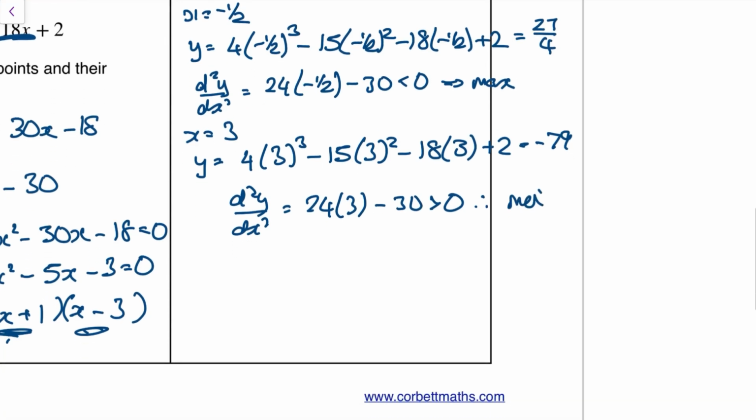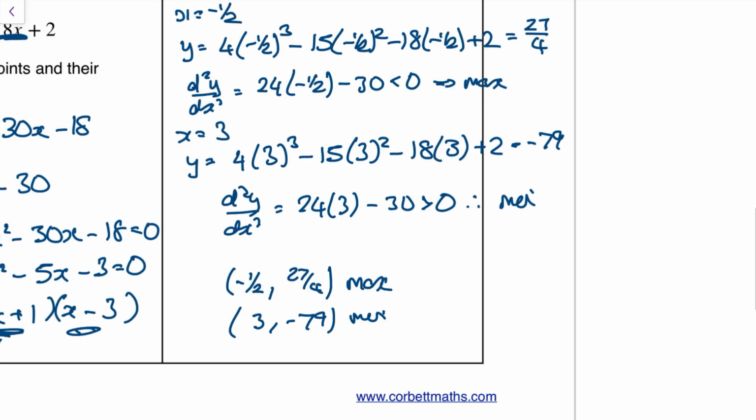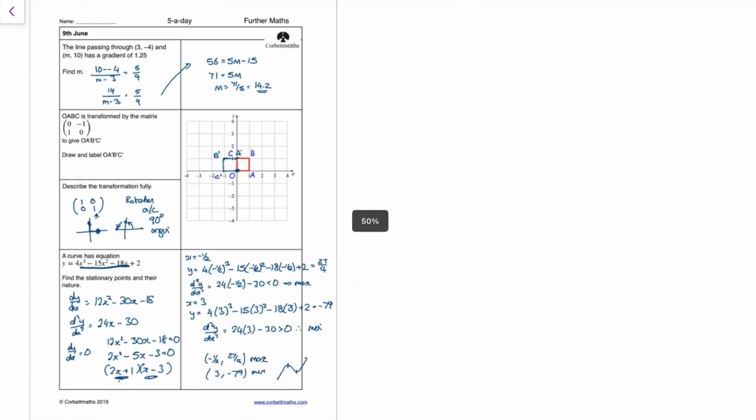And that's it. Let's bring it all together. My points are (-1/2, 27/4) and (3, -79). This one is a maximum, and this one is a minimum. Question done, all happy with that. Let's think about why. If I sketch a cubic, that's -1/2, that's 3, in the right order, feels correct. Happy that's right. Today done.